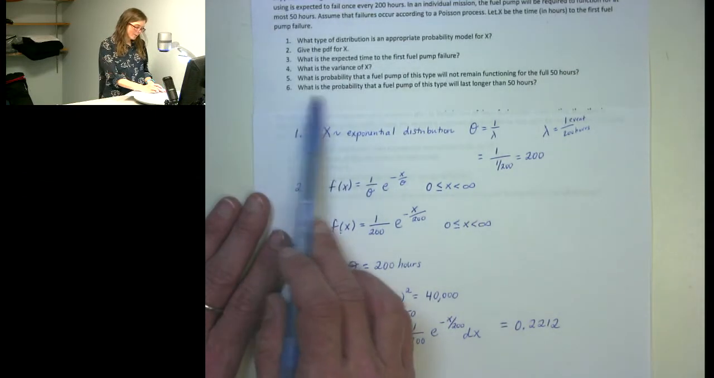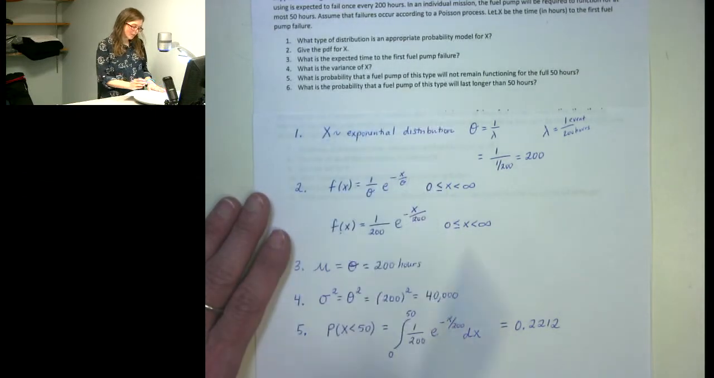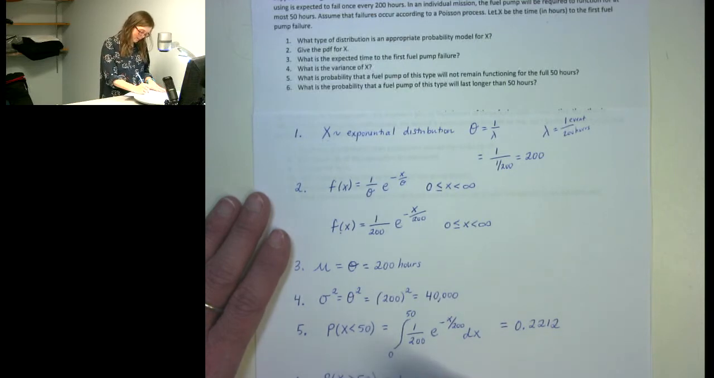And then the next question is, what is the probability that a fuel pump of this type will last longer than 50 hours? Probability that the fuel pump is more than 50 hours. Now, I could calculate this by subtracting 1 minus the probability that x is less than 50, which I already calculated.